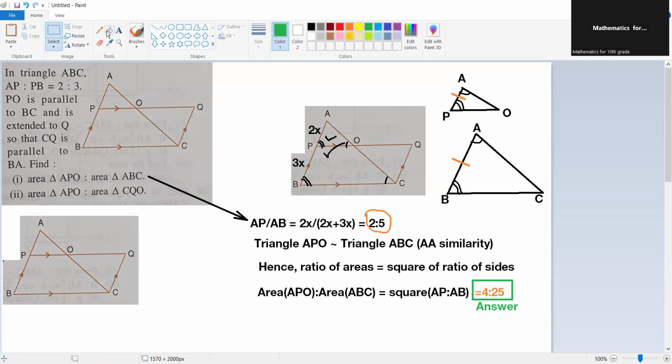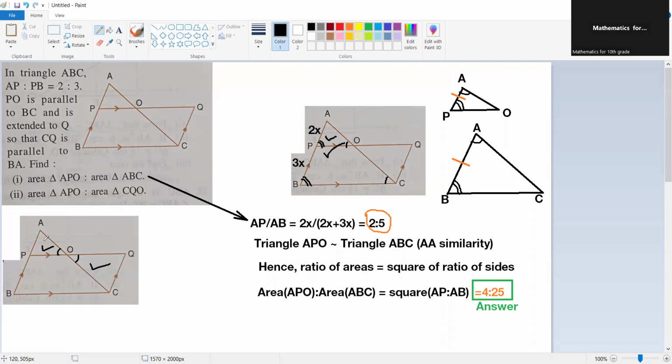APO versus CQO. So I'll just put a tick mark. Now these two triangles are also similar. Why is that? Because these two angles are vertically opposite angles of two intersecting lines, which are always equal. So AOP is equal to COQ because they are vertically opposite angles.